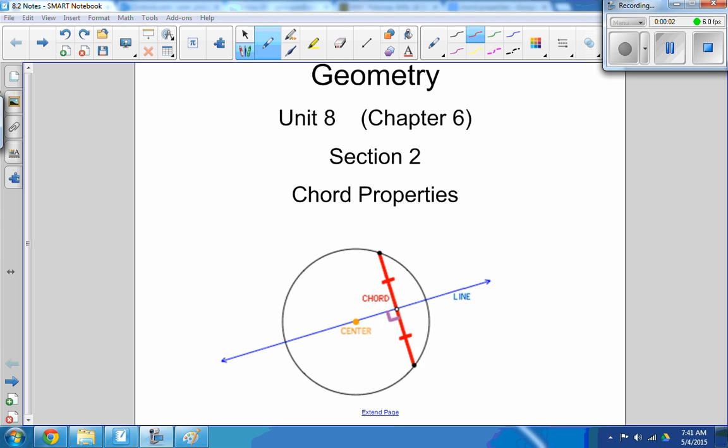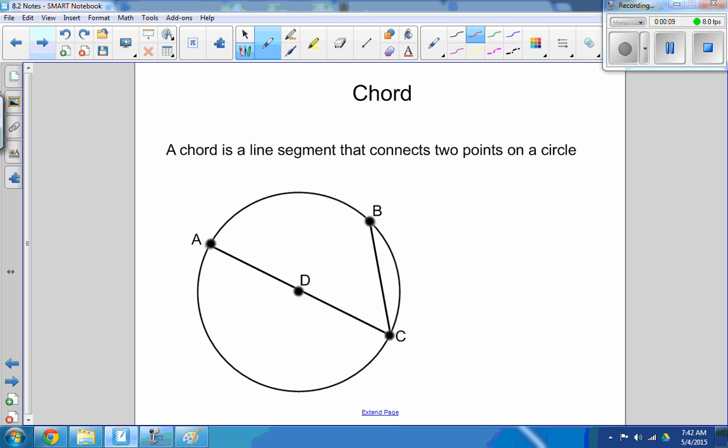Geometry, Unit 8, which is Chapter 6 in the book, Section 2, Chord Properties. A chord is a line segment that connects 2 points on a circle. So here we go. BC is a chord. We also have AC being a chord, but AC is also known by another name. Since AC goes through the center of the circle, D, AC is also called the diameter.